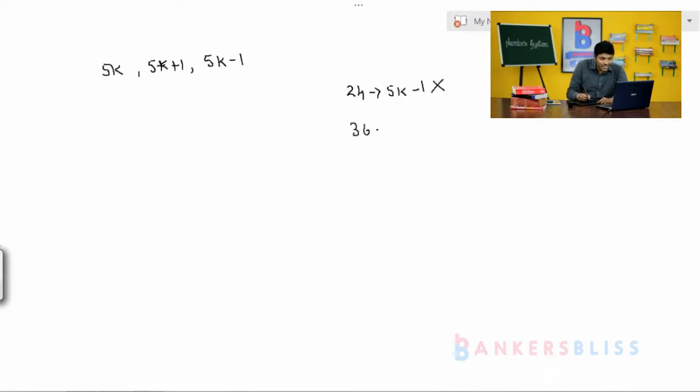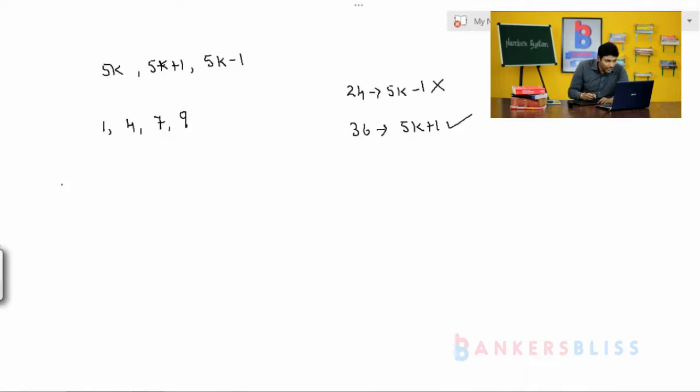But if you consider 36, it is in the form of 5k plus 1. So this is a perfect square number. Every perfect square number will be in the form of 5k, 5k plus 1, 5k minus 1. But every number which is in the form of these types may or may not be a perfect square number. Then how to identify? You have one more step. After adding the digits of a perfect square number, you are going to get 1 or 4 or 7 or 9.